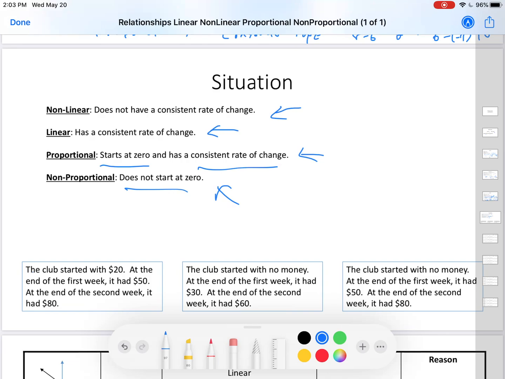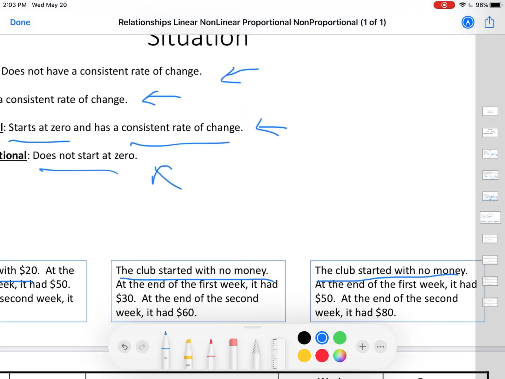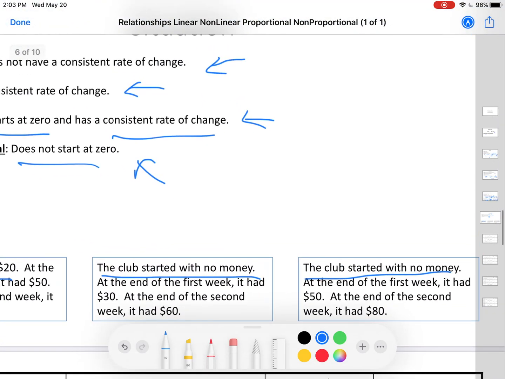Okay, well, let's look at them. The club started with $20. Is that 0? No. This means it's non-proportional. It might not be linear. We'll leave it alone for right now. This club started with no money. Hey, look, it might be proportional, but also might not be linear, so we'll leave it alone right now. The club started with no money. Hey, it starts at 0. It could be that it is proportional unless it's nonlinear. So let's take a look at these two and see if they are linear or not.